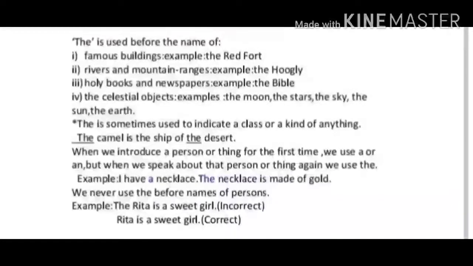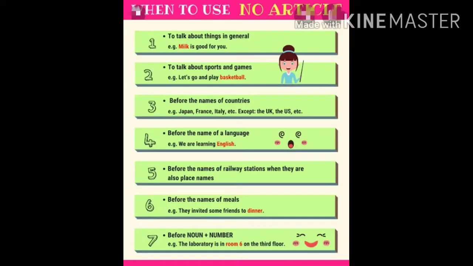Okay students. So now students, let's come to another topic in this chapter which is also very important. And that topic is when to use no article. That is a very important topic. There are some points which we have to keep in mind. Let's know the points. Now the first point, to talk about things in general.